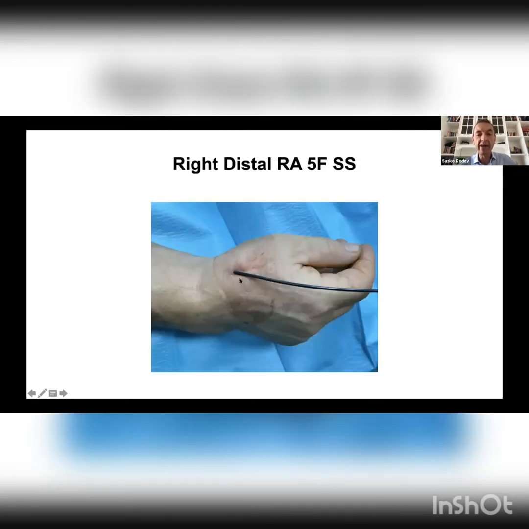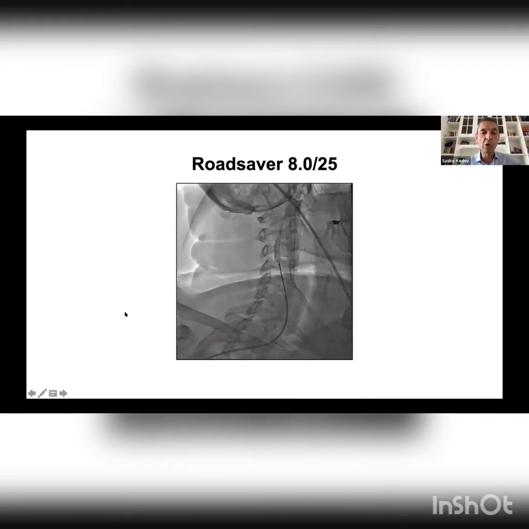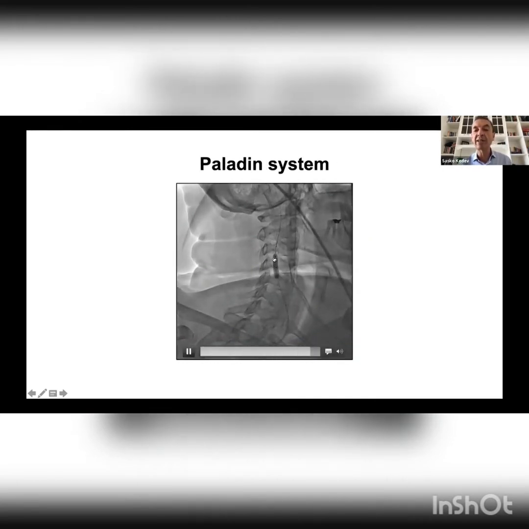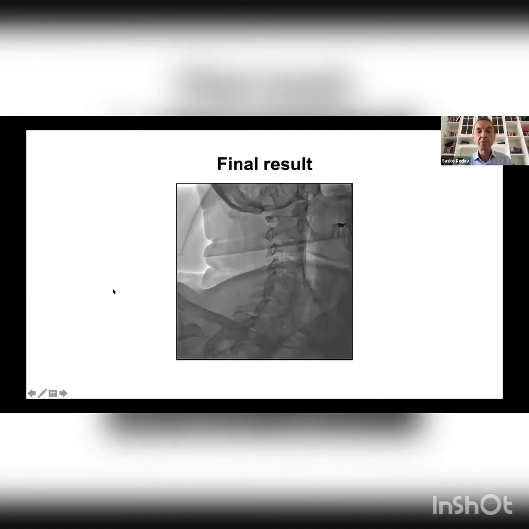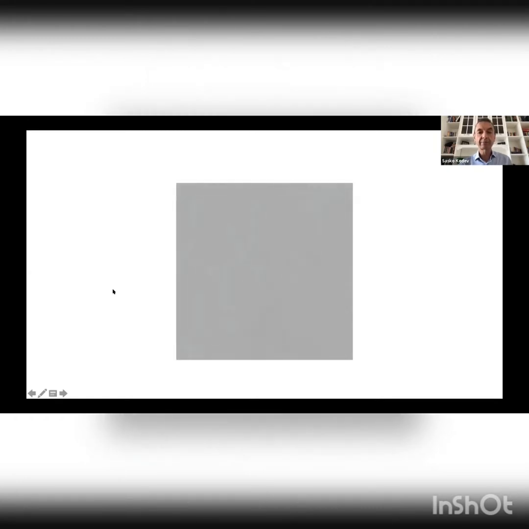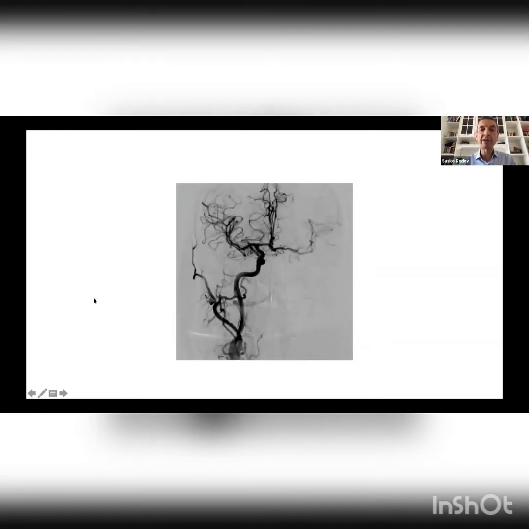So we have a 5 French sheath through distal radial access, and this was deployment of a mesh stent, and in this case we used a post-dilation balloon with a filter. It's a Paladin system, and this is the final result in this particular patient. And also a very good distal presentation of anterior circulation.